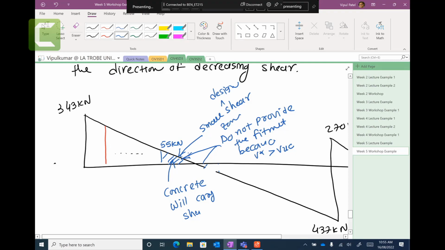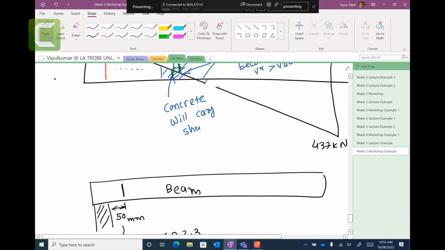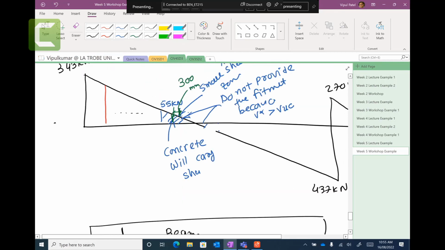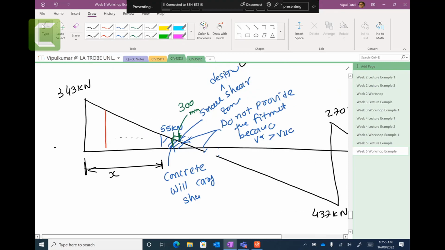But you remember in the lectures I said that you need to provide the fitments to avoid buckling of your bars. So for that case, probably we're going to provide the fitments here which are 300 millimeters apart. And here we're going to provide these fitments. Let's say we want to find this distance, how far that's going to be. From this face to here, how much is your distance? It should be 55.